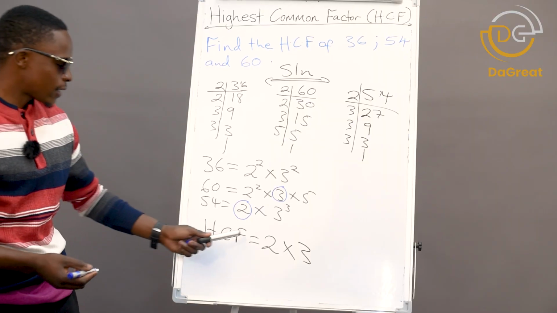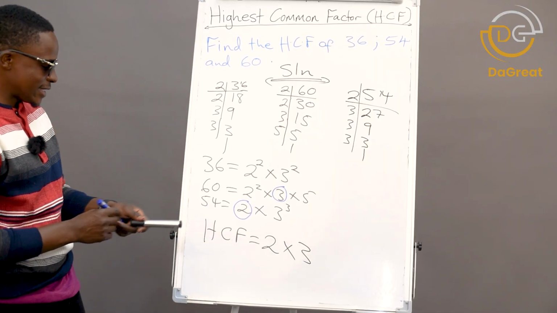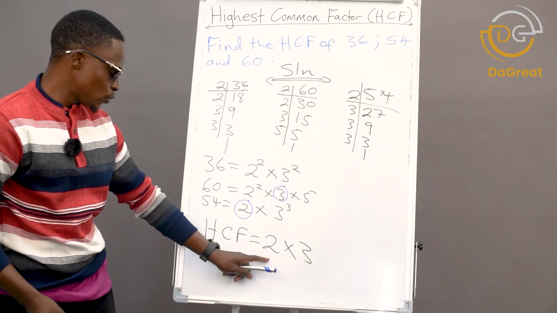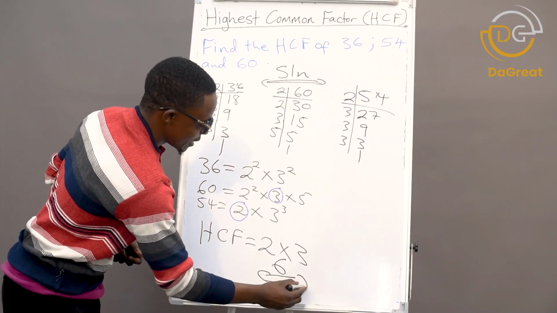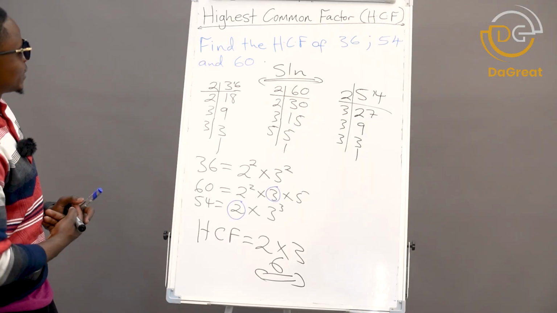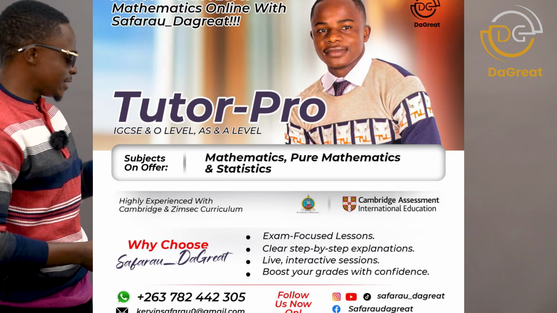Saka takutu multiply zvinhu zvipi? Izvi tuataona answer yedu. Saka tatuti 2 times 3 tuanani? Tuana 6. Saka therefore, the highest common factor of 36, 54 and 60 is 6.